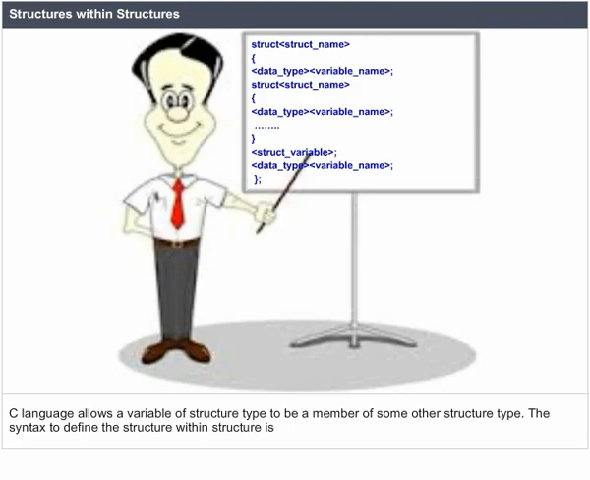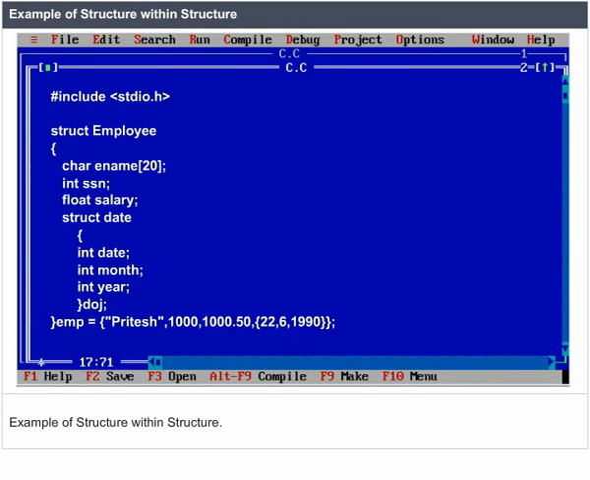Structures within structures. C language allows a variable of structure type to be a member of some other structure type. The syntax to define the structure within structure is as in the example of structure within structure.